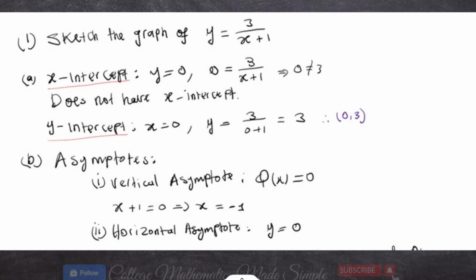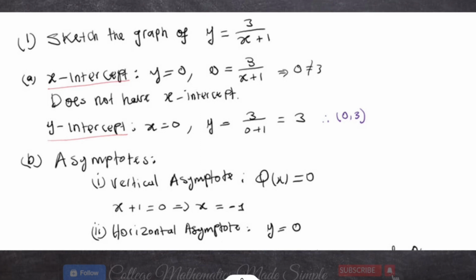In this video, I am going to explain how to sketch the graph of rational functions. Rational functions are just functions that are quotients of polynomials. So, it's a fraction. In the numerator, you have a polynomial, and in the denominator, you have a polynomial. So here is how you can sketch the graph of a rational function.